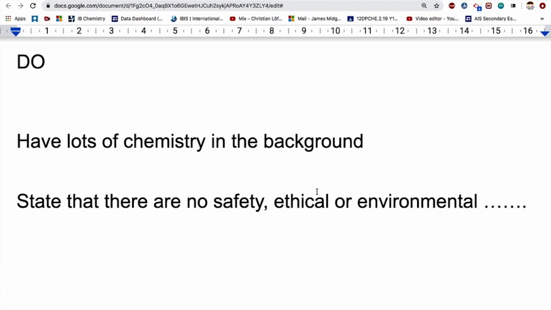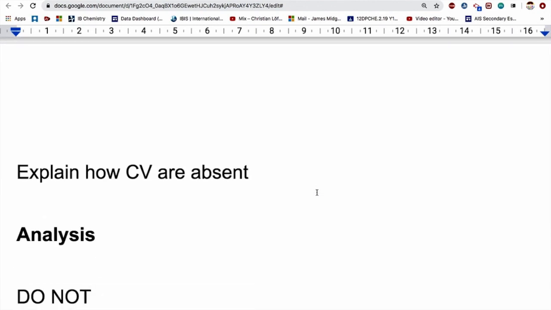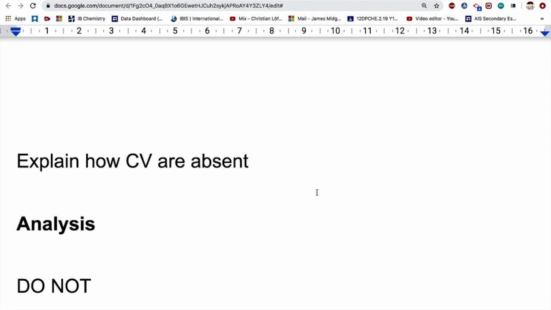There probably won't be, that I can imagine, I could be wrong, any safety, ethical or environmental issues with a database IA. Maybe I'm not thinking enough, but I can't think of any. Even if it's a nuclear reaction, there may be ethical issues with creating that data. If there aren't any, say there are no safety, ethical or environmental considerations with this IA. Again, it's for the consideration of the safety, ethical, environmental, not for the completion of the safety, ethical, environmental.